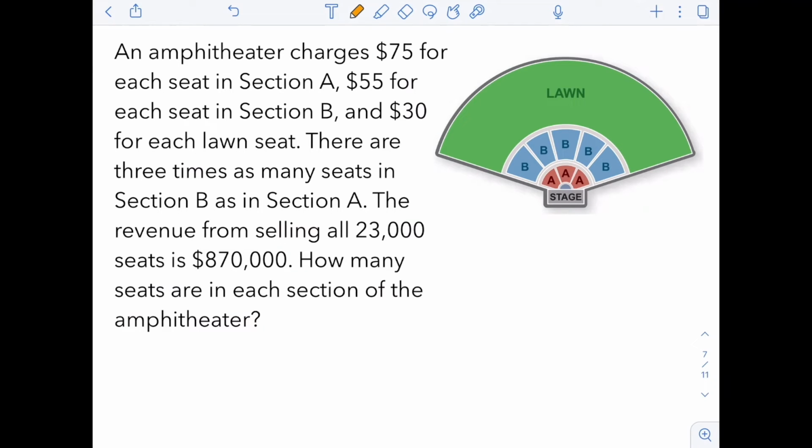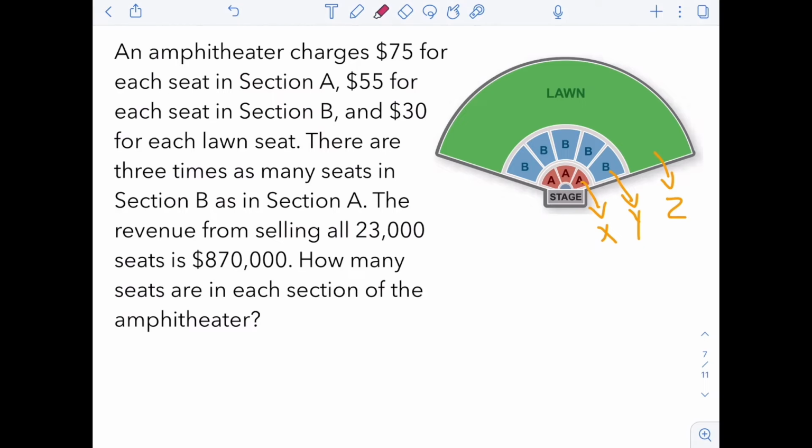So as you can see in this image right here, this is the amphitheater. And there are these different sections, section A, section B, and the lawn. Those are the places where people sit and where they can observe the stage right here. So let's start labeling some stuff before we get started on the problem. So I'm going to call the number of seats in section A X, and the number of seats in section B are going to be Y, and the lawn seats, we're going to label that as Z.